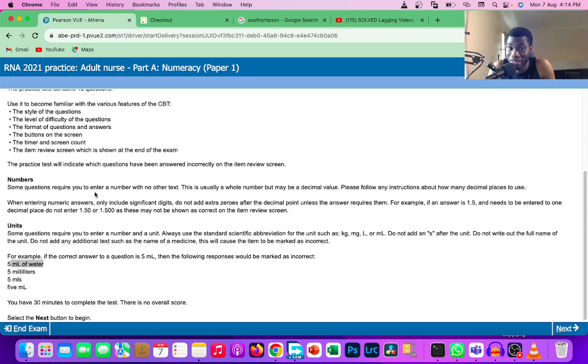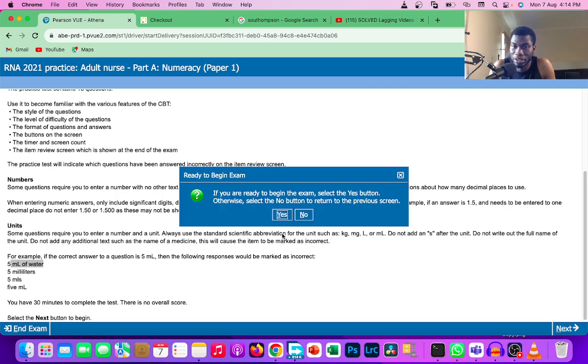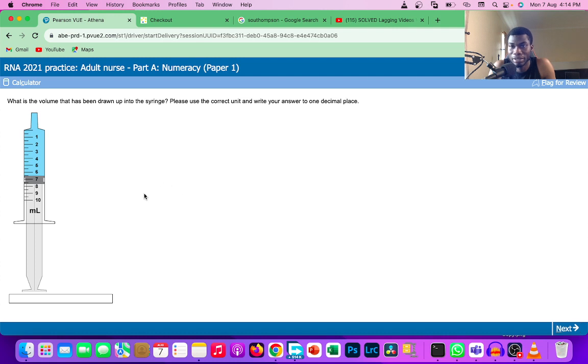So these are basically instructions. If you are okay with it, you come to next. There's next at the right hand down corner. You click on it, and it will ask you if you are ready to begin the exam. Click yes. So basically this is how it looks. Question 1: what is the volume that has been drawn up into the syringe? Please use the correct unit and write your answer to 1 decimal place.